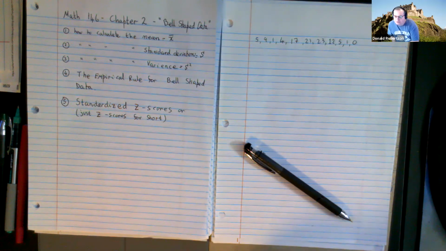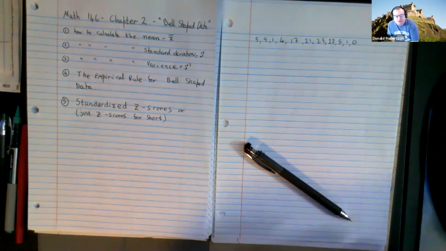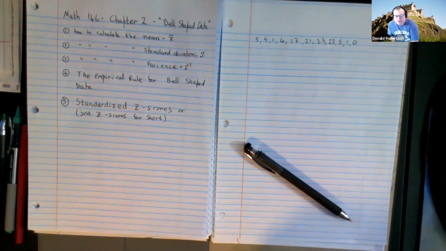We already have a way of identifying outliers. Remember the rule about Q3 plus 1.5 IQRs. If you're bigger than that, you're an outlier. Or Q1 take away 1.5 IQRs. If you're less than that, you're an outlier. Well, there is another way that you can use standard deviation to tell if it's an outlier. And hopefully we'll get to that.